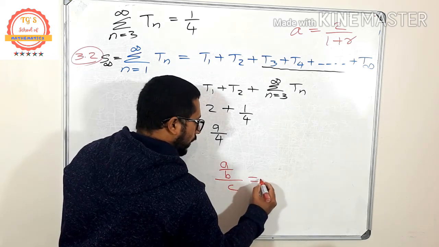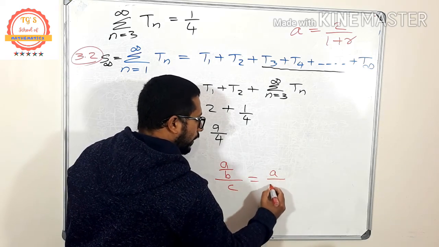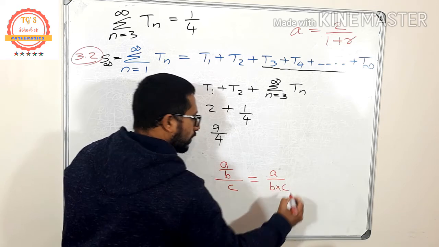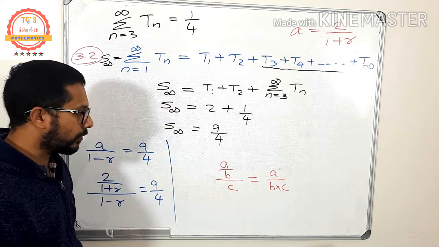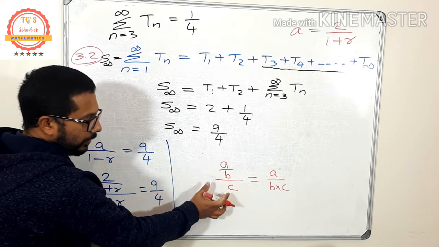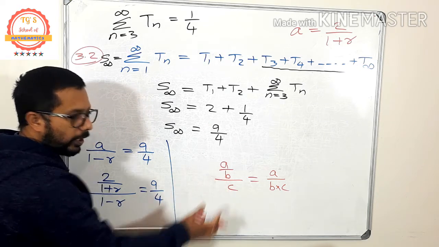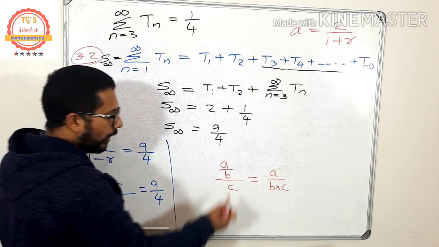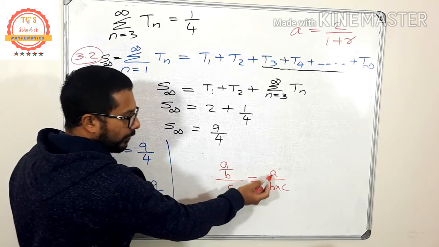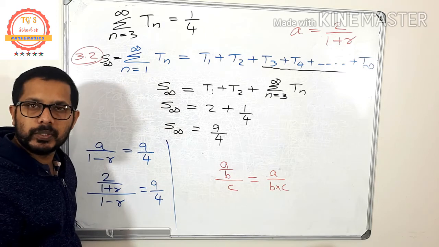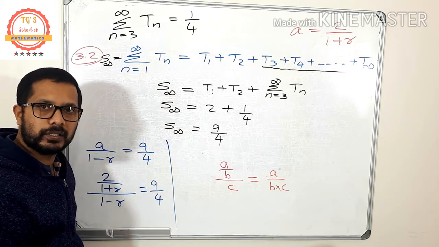Without thinking anything, you can just write A divided by B times C. So if it is A by B divided by C, you just multiply these two, B times C. Okay, so A by B by C is the same as A by B times C. How do you get that one, guys?